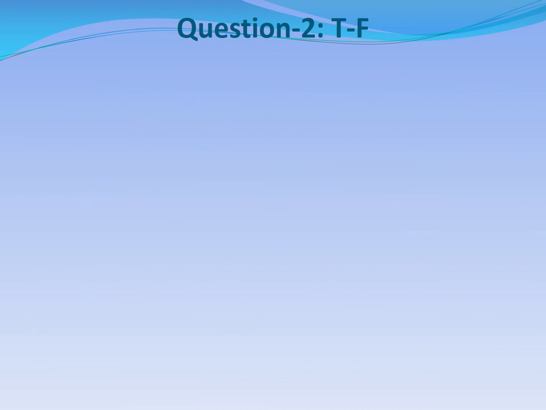Let us now do some examples of true false type. Specific heat is a chemical property, right? So of course it's false. Specific heat is not a chemical property. You can call it thermodynamic property, you can call it mechanical property. It is not a chemical property.